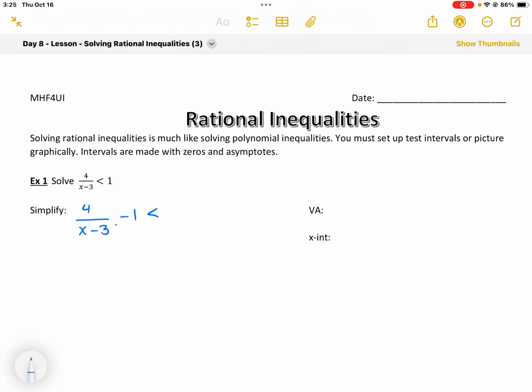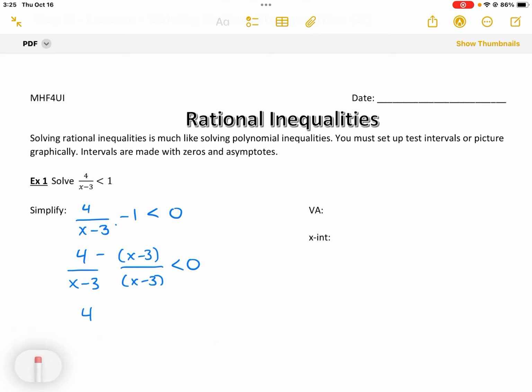So I'm going to move over the 1, and then I'm going to create a common denominator by multiplying 1 by x minus 3 on the top and on the bottom, which means I'm now looking at 7 minus x, excuse me, on the top, over x minus 3 is less than or equal to 0.